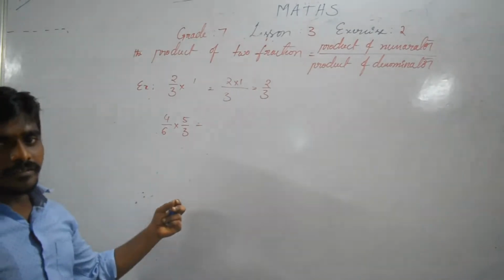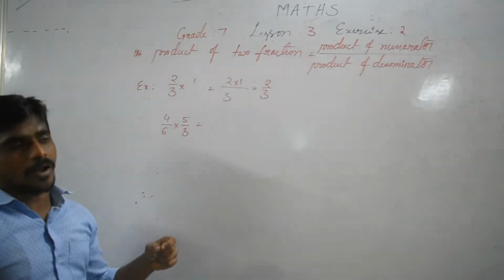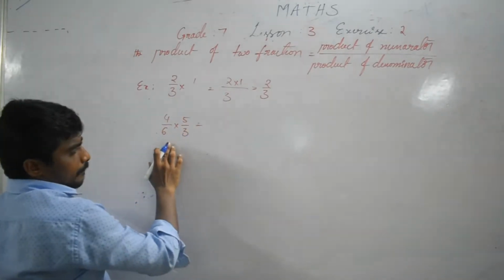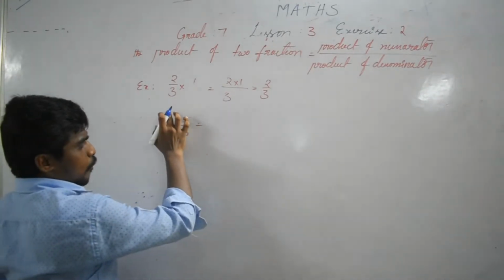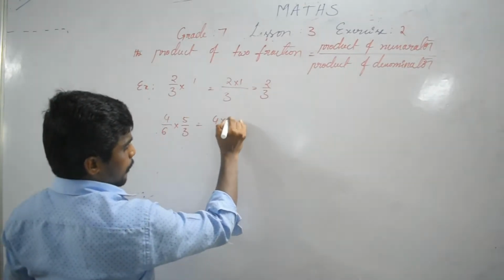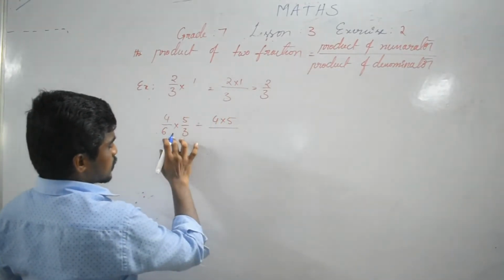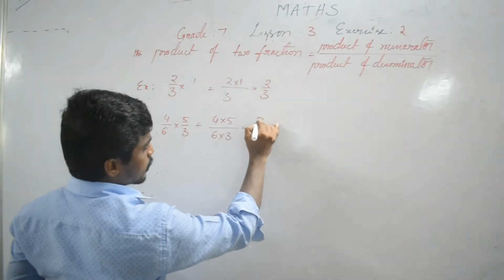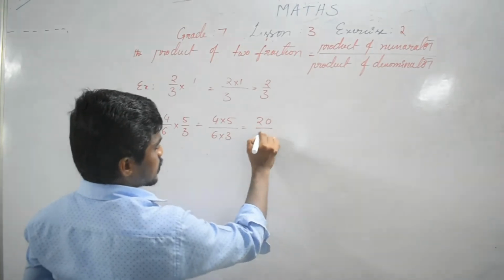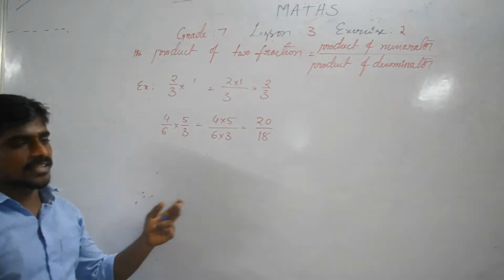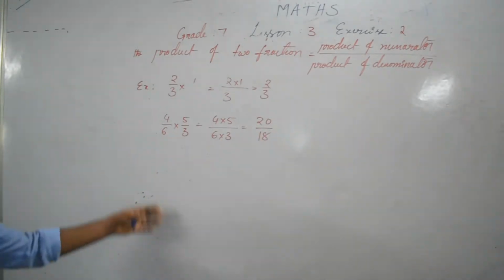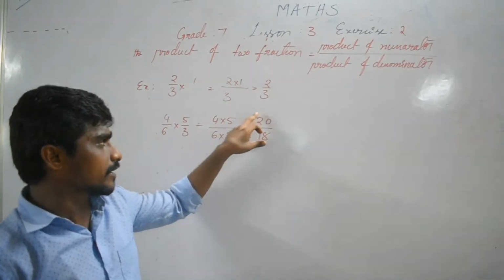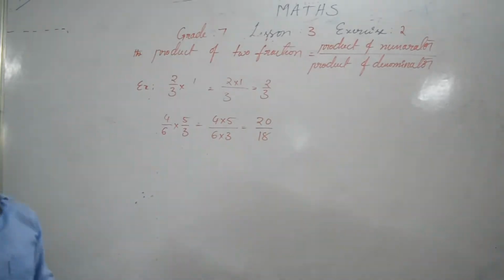We already learned these problems in 6th class. These two fractions are multiplied. 4 times 5 is 20, and 6 times 3 is 18. That is 20 by 18. So the product of the numerators over the product of the denominators.